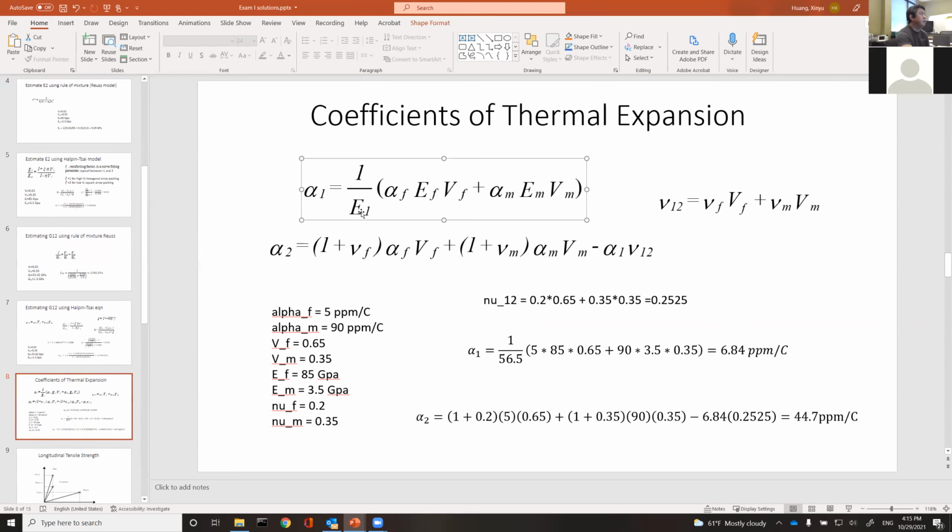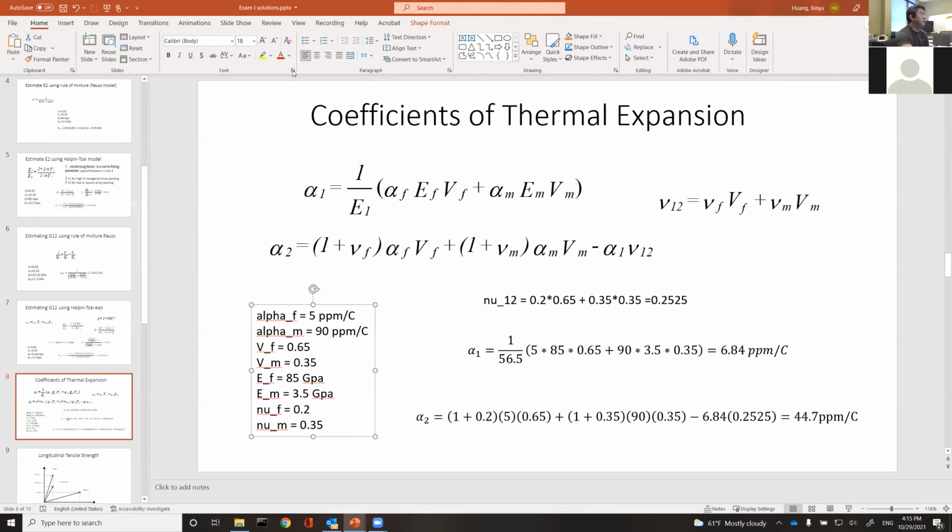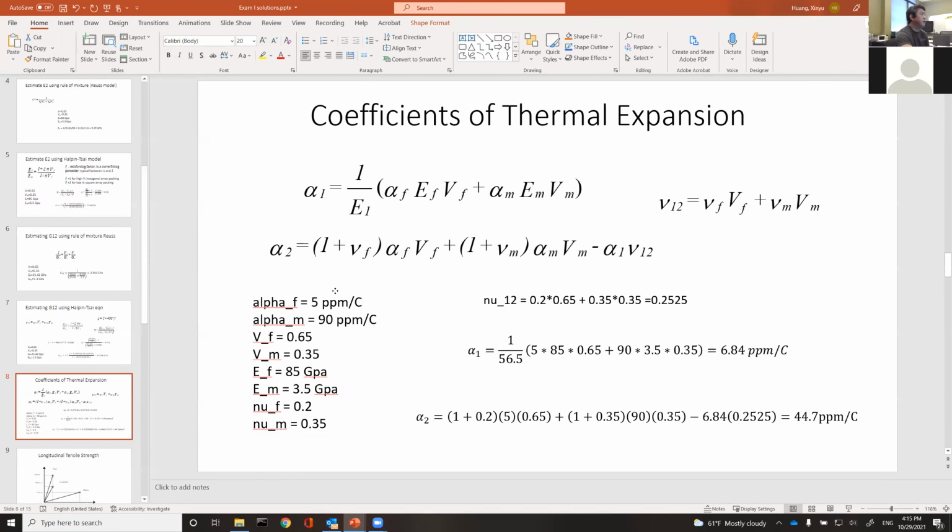So that's the E1, and then EF is fiber Young's modulus, EM is matrix Young's modulus, and VM and VF are volume fractions. Alpha F, alpha M are the thermal expansion of fiber and matrix. So I listed them all here. This is what's read off from that table given. Fiber thermal expansion, matrix thermal expansion, volume fraction, fiber modulus, matrix modulus, and then the Poisson ratio for fiber and matrix. Okay. So to do the first one, I just do plug and chug.